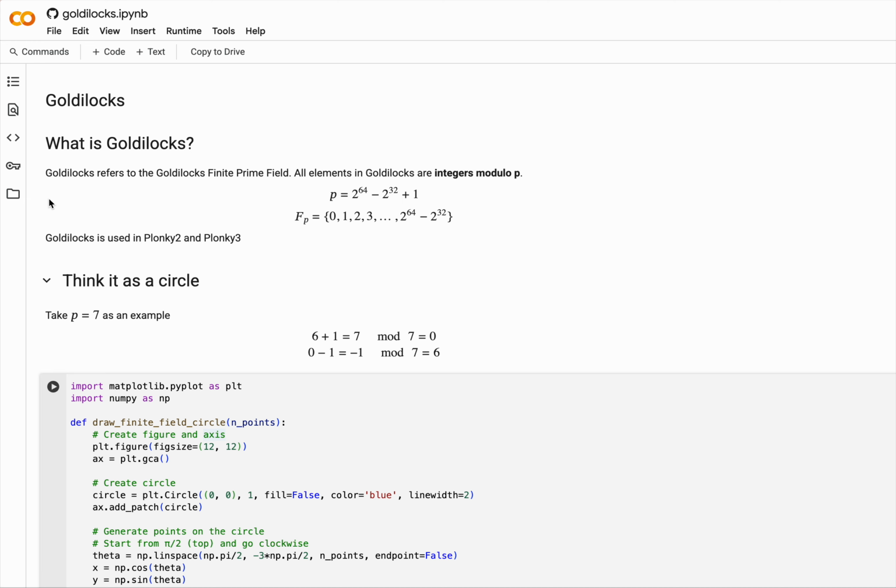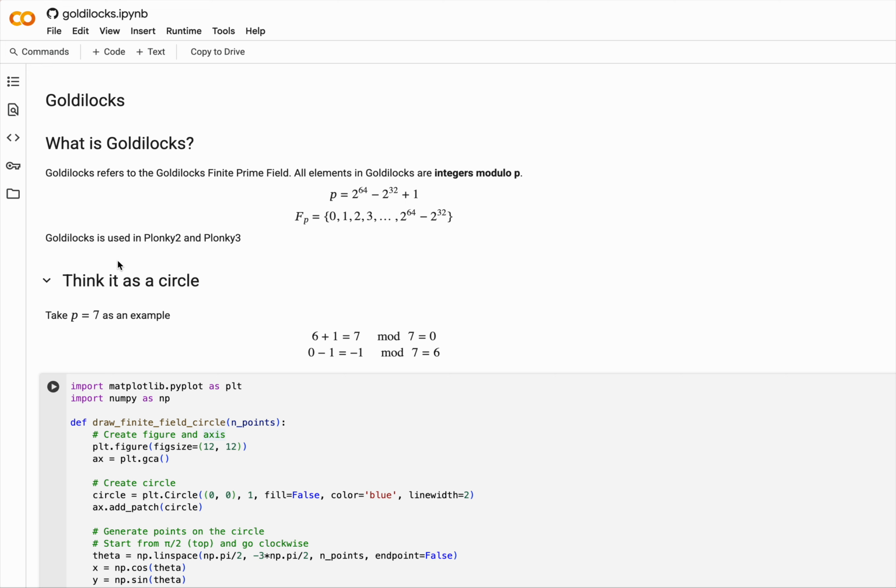What is Goldilocks? Goldilocks refers to the Goldilocks finite prime field, and all the elements in Goldilocks are integers modulo p. And remember, p is a number which is slightly smaller than 2 to the 64. The elements are from 0, 1, 2, 3, all the way up to 2 to the 64 minus 2 to the 32, which is the largest element, p minus 1. And Goldilocks is used in Plonky2 and Plonky3.